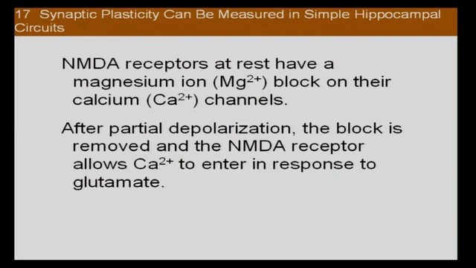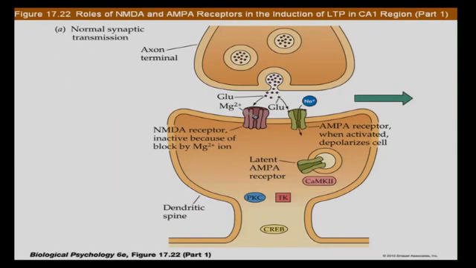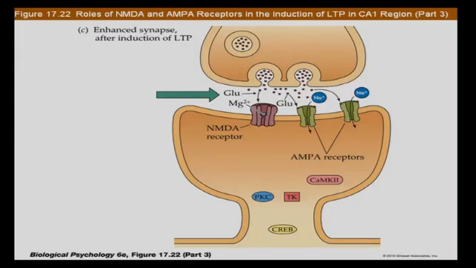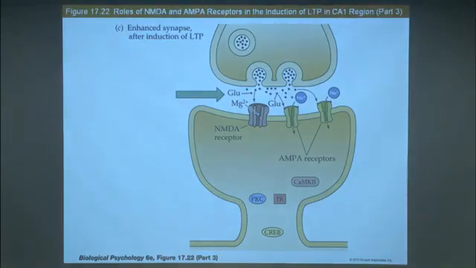This allows the magnesium block of NMDA receptors to be removed and allows calcium to enter in response to glutamate. And so here we have more AMPA receptors in the same postsynaptic membrane, causing a change in activation.